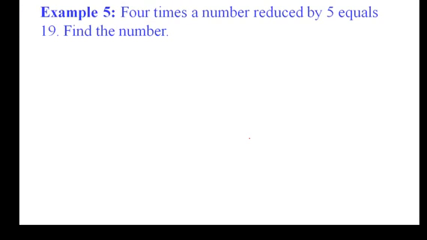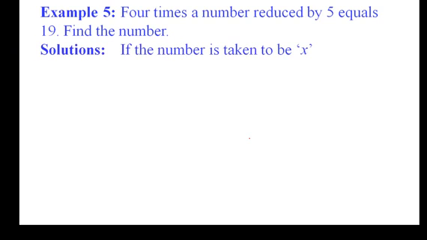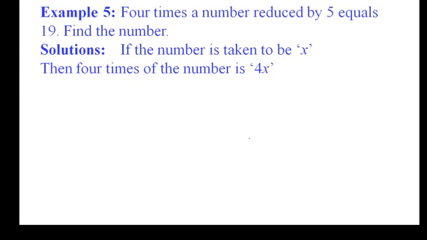Next example 5. 4 times a number reduced by 5 equals 19. Find the number. So this is the question. We don't know the number. That's why we have to take it as x. So 4 times the number means 4x. Now reduced by 5. Exceeded means addition. Reduced means subtraction. So 4x minus 5.